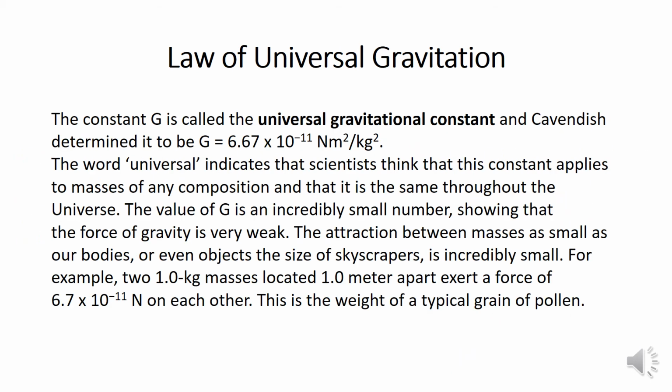Just remember the gravitational constant has a fixed value, which is 6.67 times 10 to the power of minus 11 newton meter squared per kilogram squared. In a future lesson, I'll be discussing and deriving this equation also, so let's move ahead.